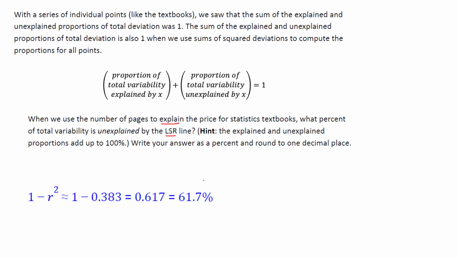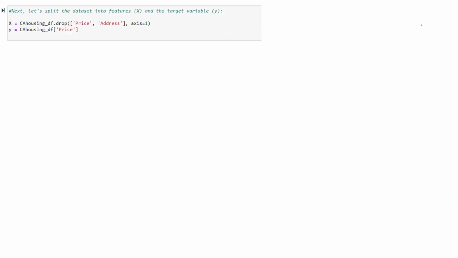It can be related to what? We know that 38.3% of variability can be explained by the number of pages. What about the rest of the percentages that you have? What other variables are involved here? Very good. So let's go back to our calculations.